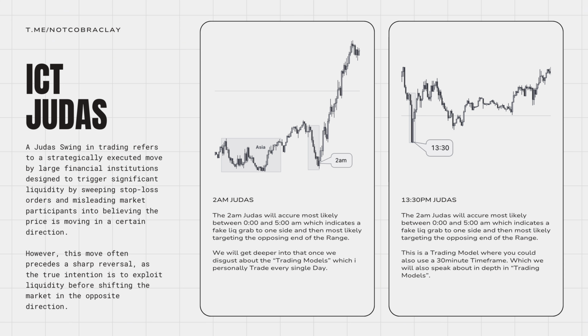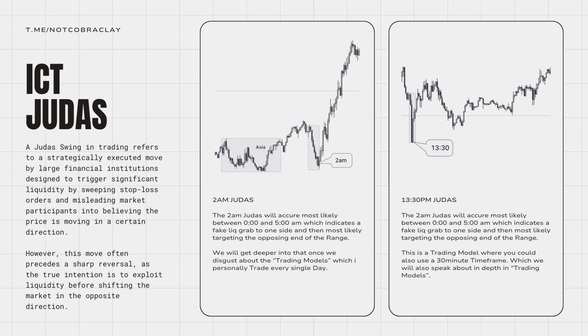As you see here, you have the Asia range, which is marked by the gray box. 2 a.m. giving you big candles, just big bulky candles going in one direction with lots of volatility. If you go down to the M15, you will most likely see 2, 3, 4 candles, which are just black, grabbing liquidity, giving you a fake indication of a move, and then you see immediately afterwards a big push to the opposing side, a shift in market structure or a CISD, where you then can enter. We will get deeper into that once we discuss the trading models, which I personally trade every single day.